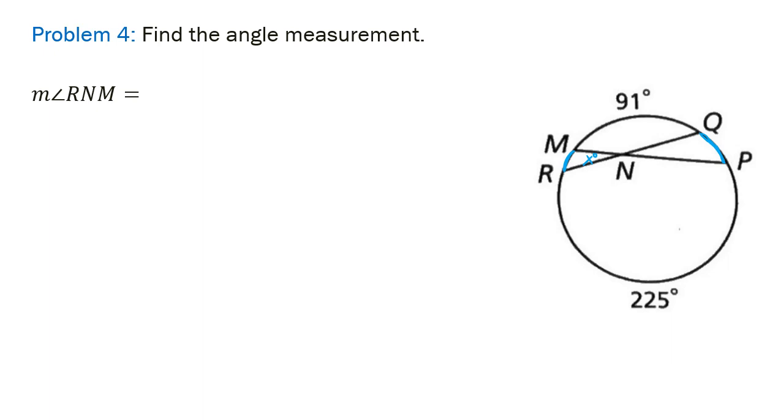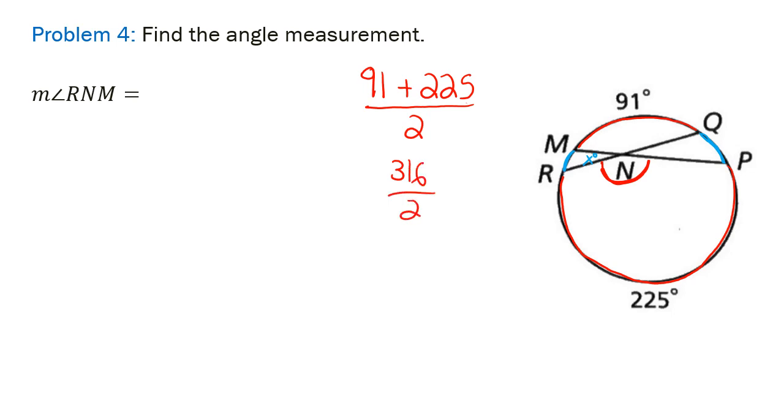But this time, instead, they decided to give us the arc length here and the arc length here, which is fine. We can then find angle RNP. We could figure out what this angle is right here, and then use that to figure out what x is. So by using the formula that I showed you in the last slide, if we take the 90 degrees plus the 225 degrees, add them up, and then divide it by 2, we're going to get 316 over 2, and then we divide it by 2, we get 158 degrees. So right here is 158 degrees.